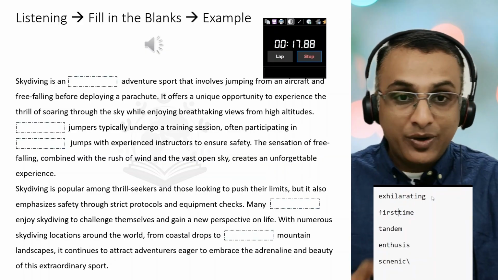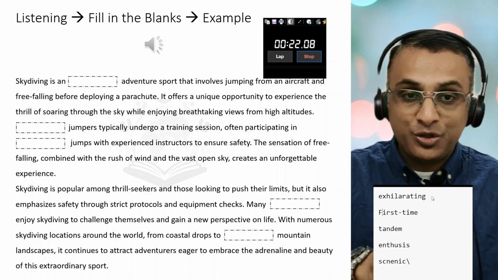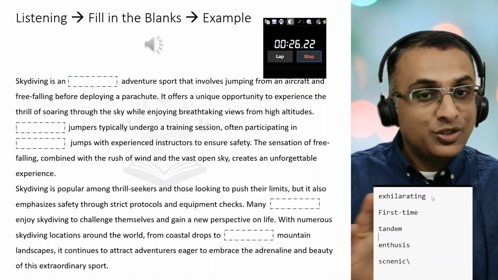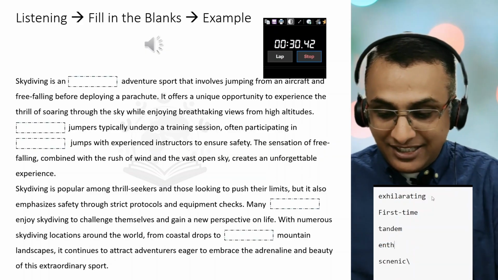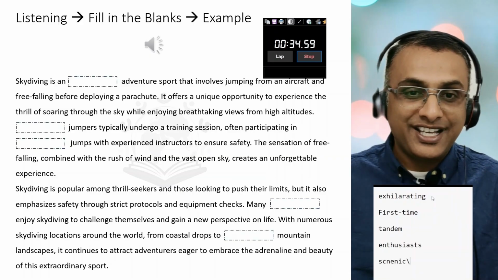Next thing, it is first time, F-I-R-S-T-T-I-M-E. Is this the correct word? Hyphen has to come. And this has to be capitalized. F has to be capitalized because it is the first word in the sentence. Tandem. This word is perfectly all right. Enthusiast. E-N-T-H-U-S-I-A-S-T-S, enthusiast. Scenic.